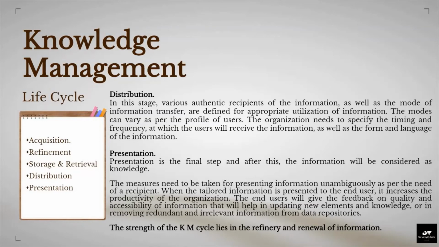Fifth, presentation. Presentation is the final step, and after this, the information will be considered as knowledge. The measures need to be taken for presenting information unambiguously as per the need of the recipient. When the tailored information is presented to the end user, it increases the productivity of the organization. The end users will give the feedback on quality and accessibility of information that will help in updating new elements and knowledge, or in removing redundant and irrelevant information from data repositories. The strength of the KM cycle lies in the refinery and renewal of information.